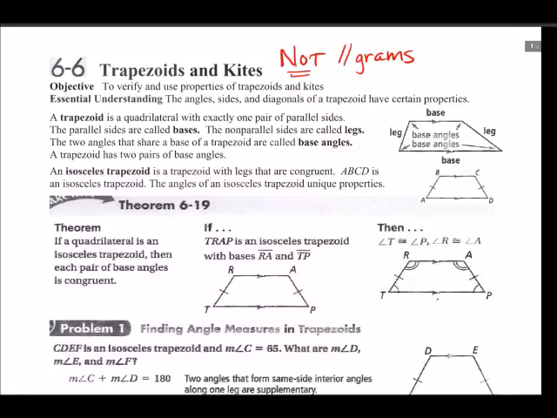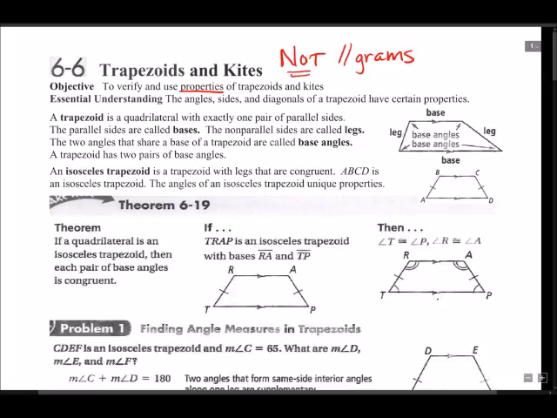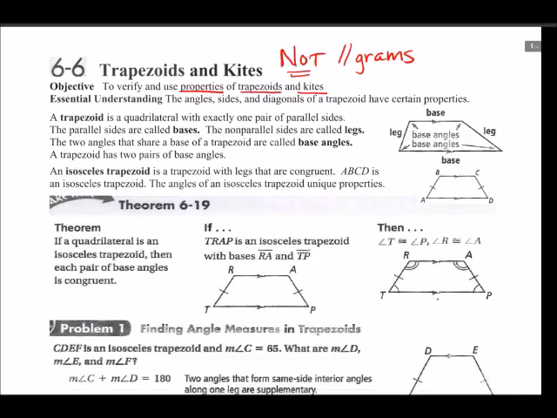6.6 Trapezoids and Kites. Now, major thing to remember here, these are not parallelograms. That's the other side of our quadrilateral classification chart. These are quadrilaterals only. They are not parallelograms. The objective of this lesson is to verify and use the properties of trapezoids and kites. These are the last of our quadrilaterals. So kind of sad. I enjoy quadrilaterals.